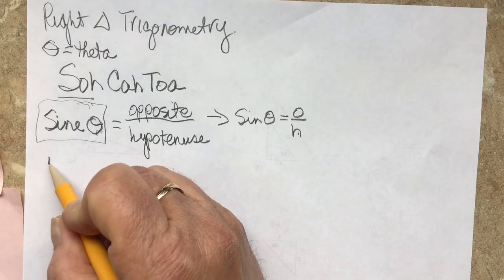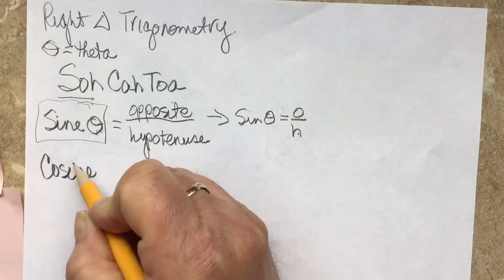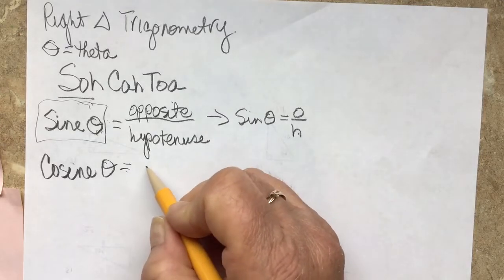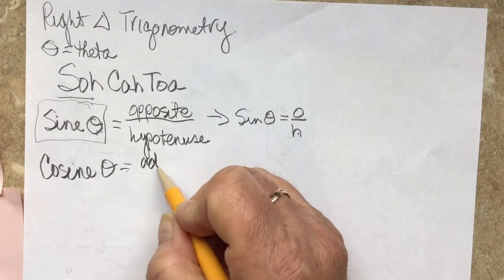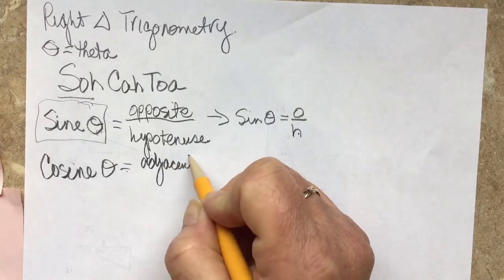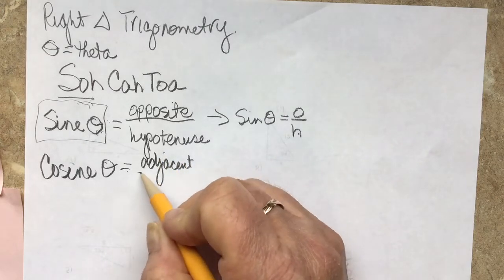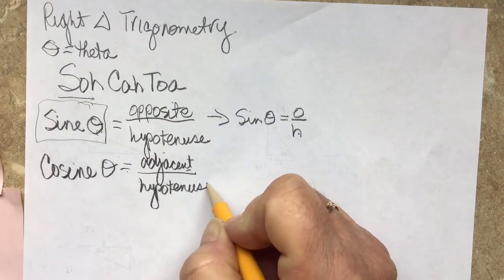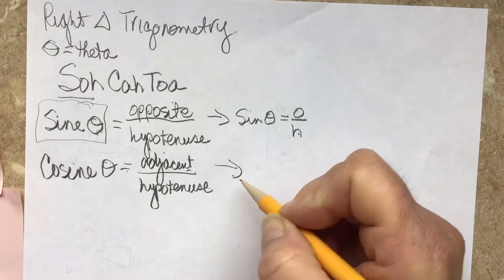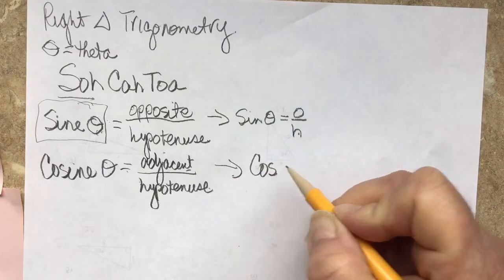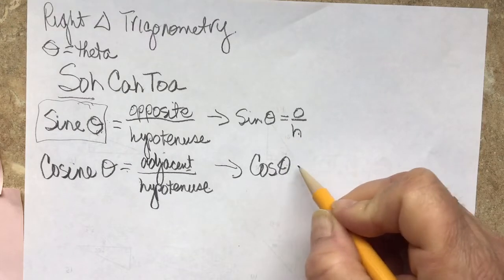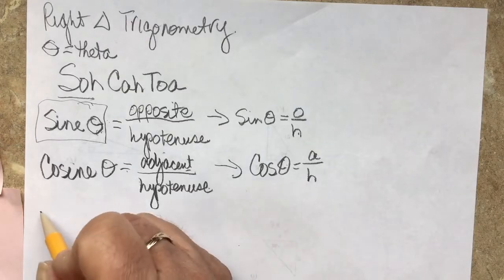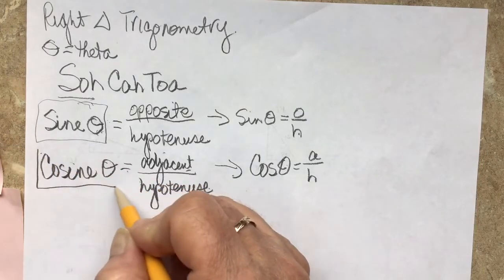The next trig function that we're going to deal with is the cosine of theta, or whatever angle measure we have there. The cosine ratio is adjacent, right? We've been through this before. This means next to, over hypotenuse. The abbreviation would be cosine of theta equals adjacent over hypotenuse. All right, so we took care of cosine.